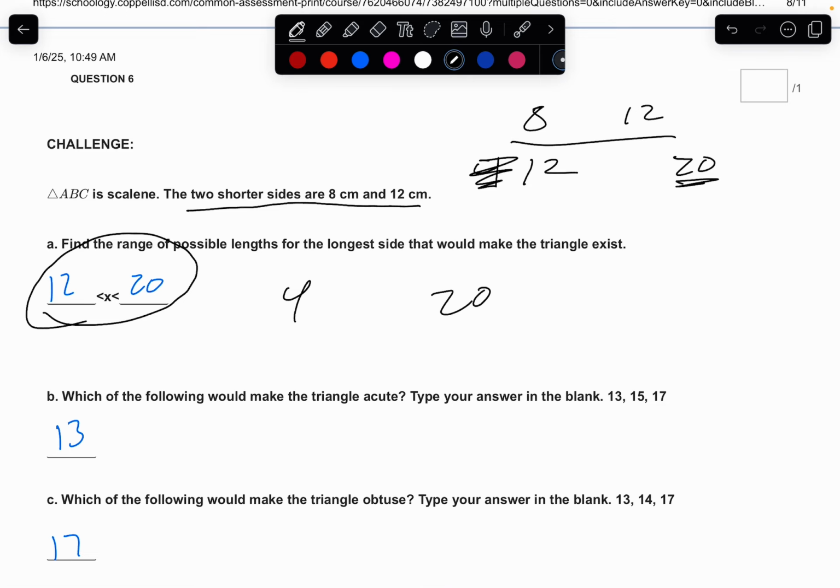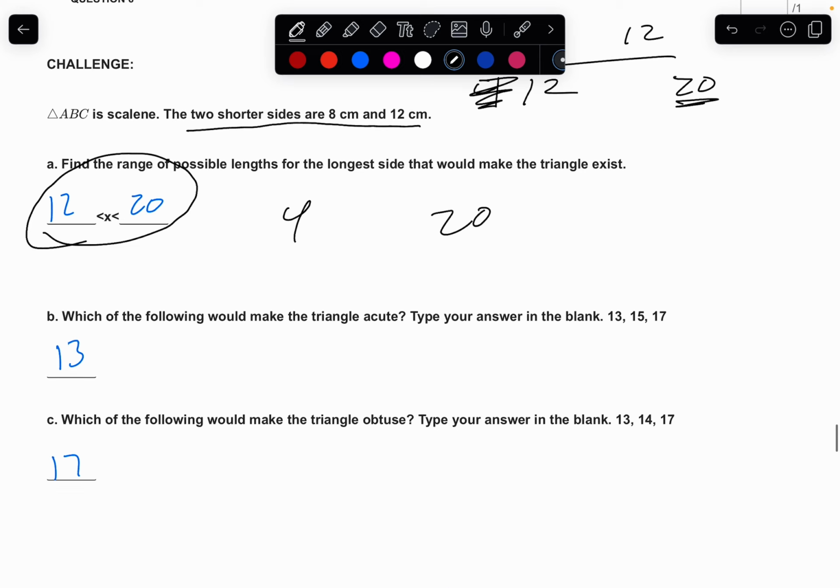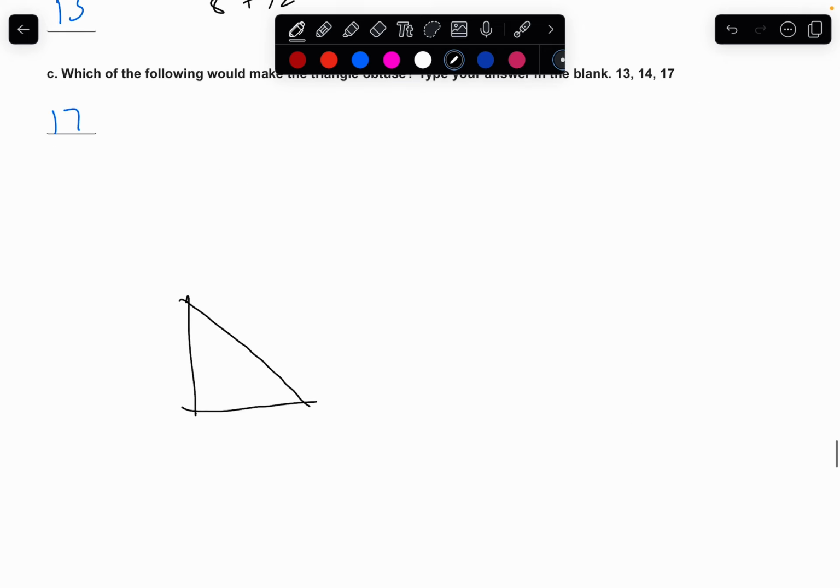Which of the following would make the triangle acute? Well, we know that it has to be between 12 and 20, so that checks out. To be acute, we know that 8 and 12 are the two smaller sides. So what we would need to do is apply our property. Let me go over this real quick. There's three situations. If it's a right triangle, then we know that a squared plus b squared equals c squared. That is a right triangle. A, B, and C. Now what happens as c squared gets bigger?